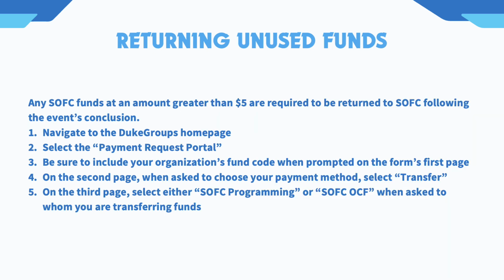As I mentioned previously, if an SOFC-funded request has a remaining unused balance of $5 or more, that balance must be sent back to SOFC using the payment request portal on Duke Groups. To do so, first navigate to the Duke Groups homepage and select the payment request portal. On the first page of the form, be sure to include your organization's fund code. On the second page, when asked to choose your payment method, select Transfer. And on the third page, select either SOFC Programming or SOFC OCF when asked to whom are you transferring funds. Be sure to complete the rest of the form with as much detail as possible.